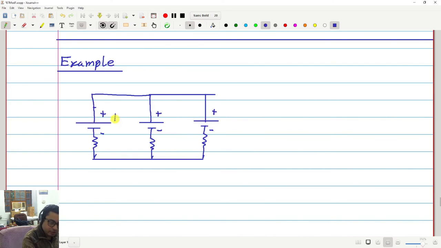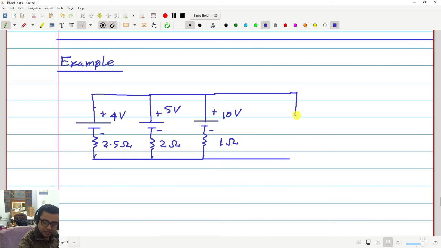Suppose this is 4 volt and let me take this 2.5 ohm. Suppose this is 5 volt and this is say 2 ohm, and say this is 10 volt and suppose this is 1 ohm. And then I connect here another resistance which is 1 ohm, and I ask how much current will flow. Suppose this is a question.